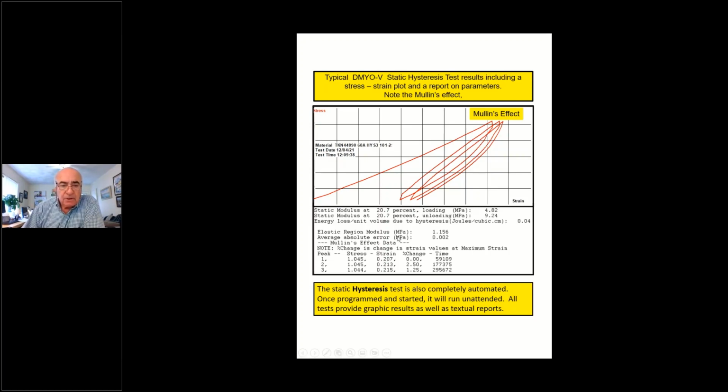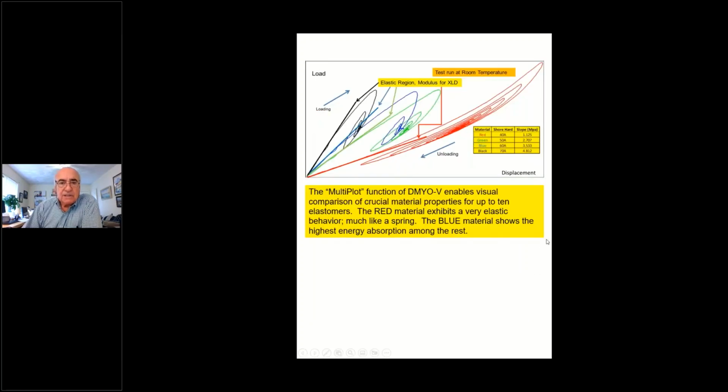Then we also report elastic region modulus. And below, we do refer to change in strain values at maximum strain, which we think is very important for compounding engineers and technicians to know a little bit about Mullins effect. So that being the case, we go to this plot, which is a multi-plot function.